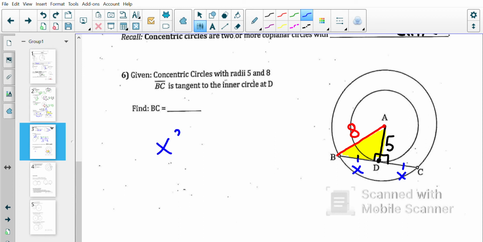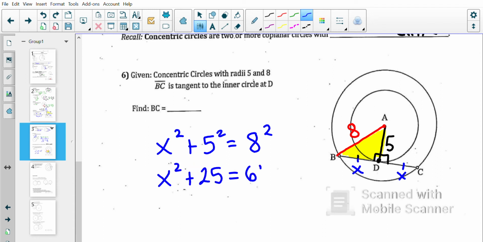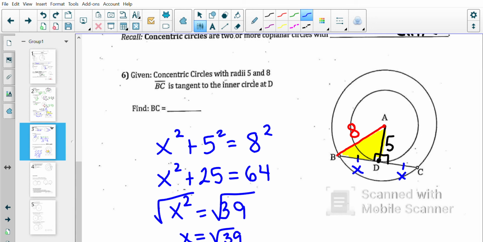We're going to have x squared plus 5 squared equals 8 squared. So we have x squared plus 25 is equal to 64. We're going to have x squared is equal to 39, square root both sides. We cannot break down the root of 39, and this is not our answer. This is root 39, which means this is root 39, so all of B to C is 2 root 39. All right, let's turn the page.